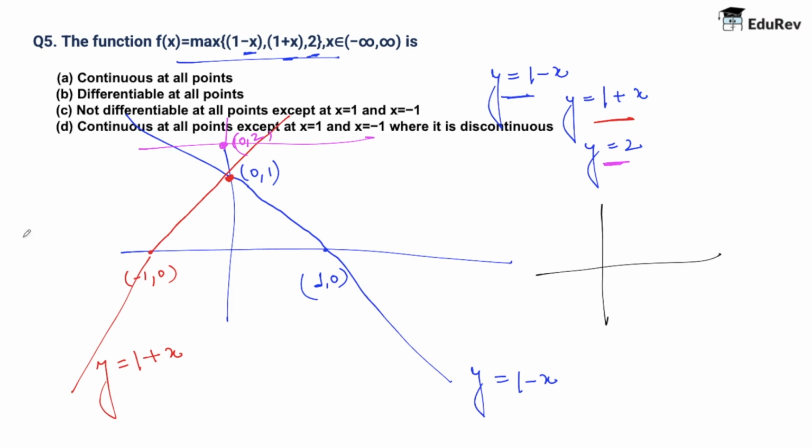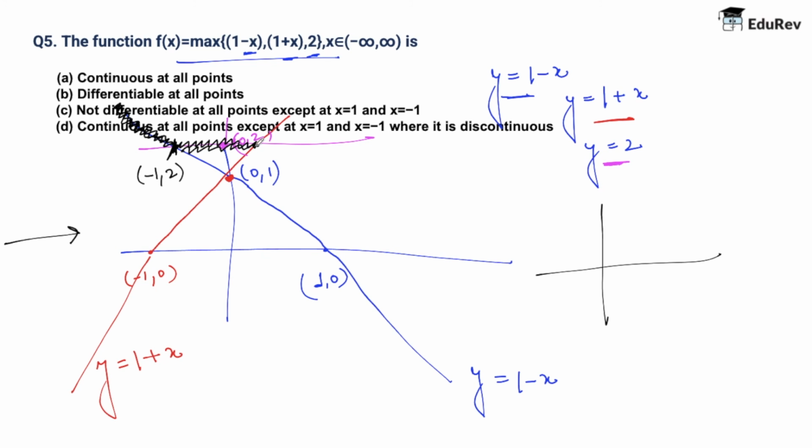Alright, so when I'm moving from minus infinity towards 0, I can see that this blue graph is going to be above all the other two graphs, correct? So that means from minus infinity till this point, this graph is maximum. Whereas from this point, that is y is 2 and x is going to be minus 1, from this point y equals 2 will be the maximum function because it's above all the other two graphs.